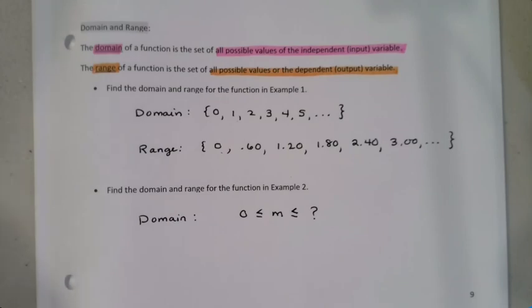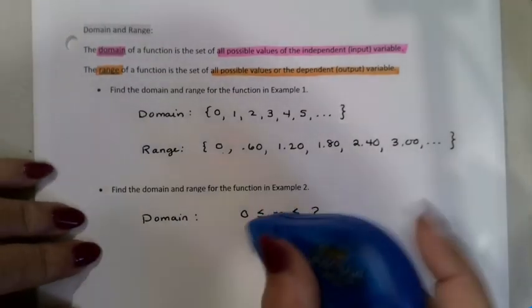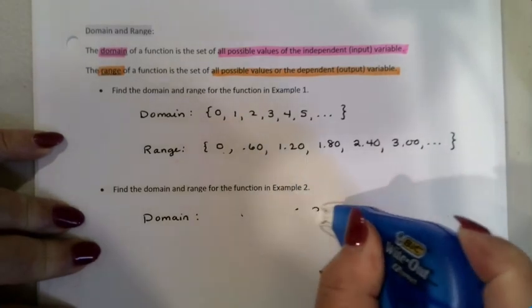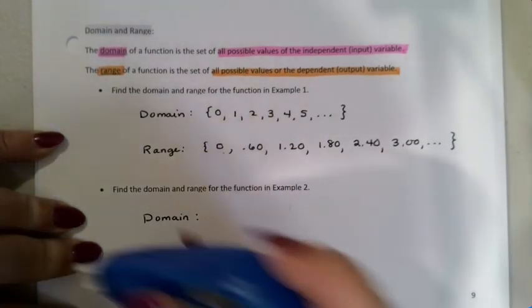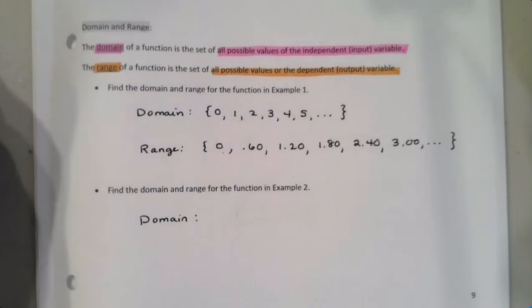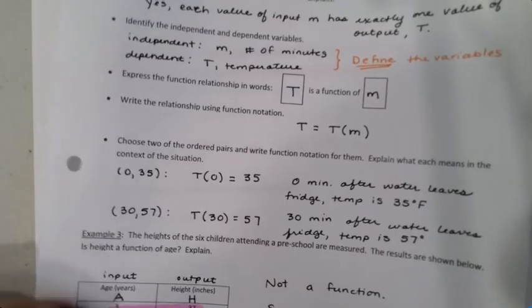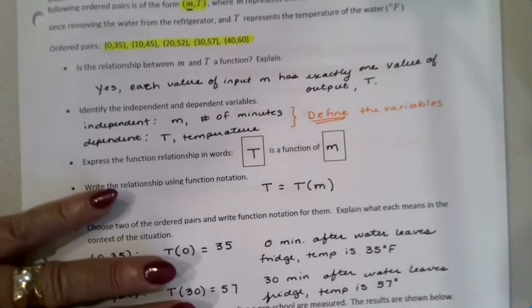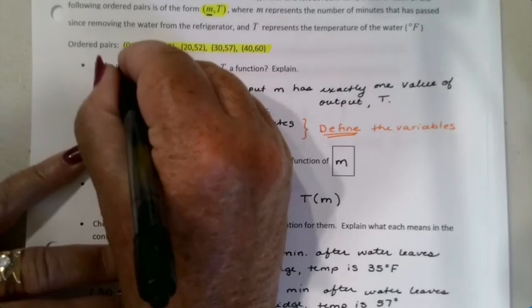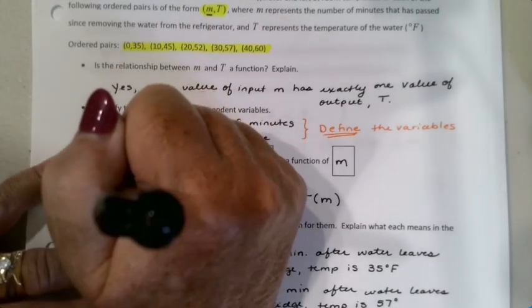Excuse me, it's warming up. Let me try that one more time. I was thinking we were putting the water in the fridge there for a moment. Oh, I'm on minutes. Sorry guys, lost my focus. Let me try that one more time. Yes, the smallest number of minutes would be 0. 0 minutes after it leaves the fridge.